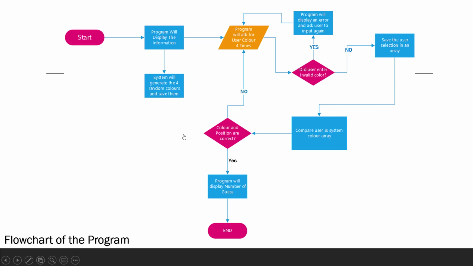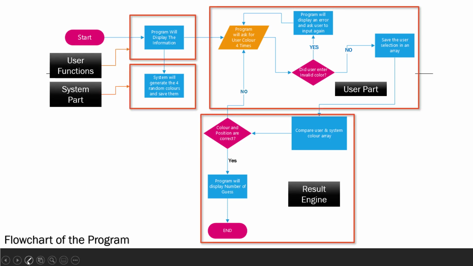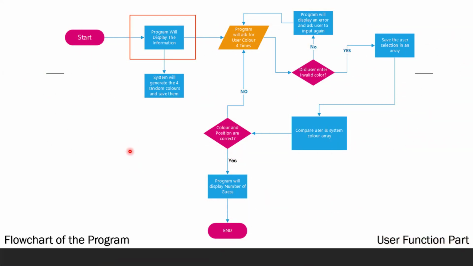So our program is mainly divided into 4 parts. The first part is the user function part. This is the system part where the color generation is happening. This is the user part where user input and user interaction happen, and then there's the result engine where our program is calculating and showing the result. Let's move on.